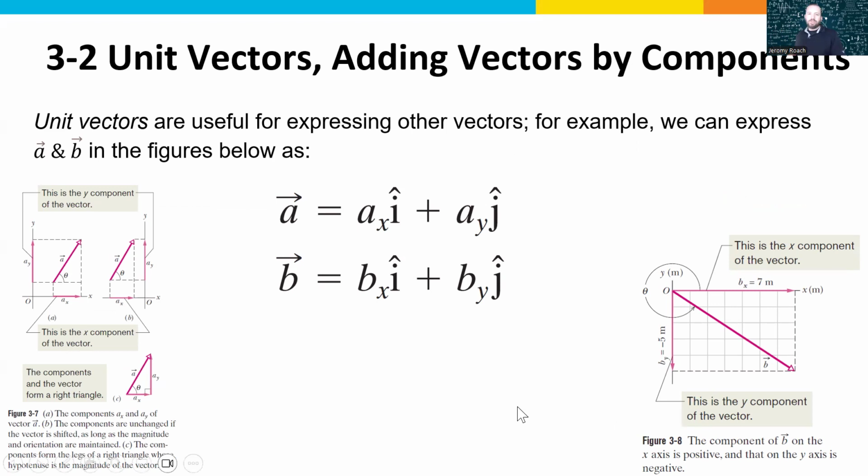Unit vectors are useful for expressing other vectors. So we can express A and B. We can say vector A is AX i hat plus AY j hat. So that's just another way that we can say this in unit vector notation. So if the book asks you to write something as a unit vector, make sure you're writing i hat and j hat associated with that. Same for vector B, same notation.